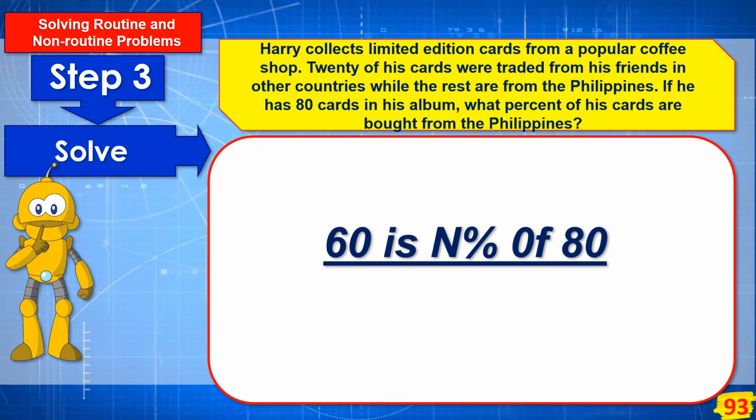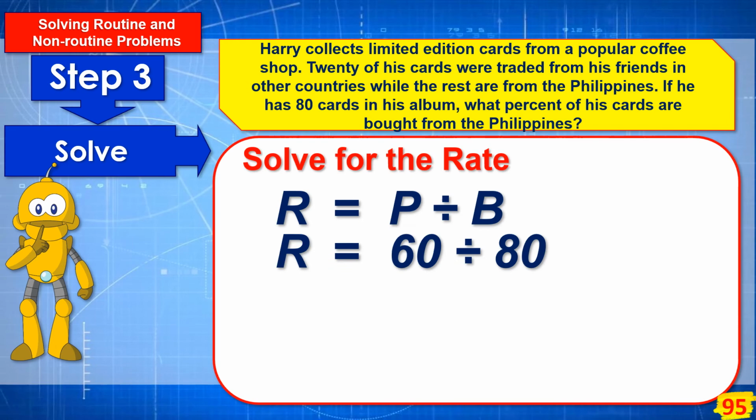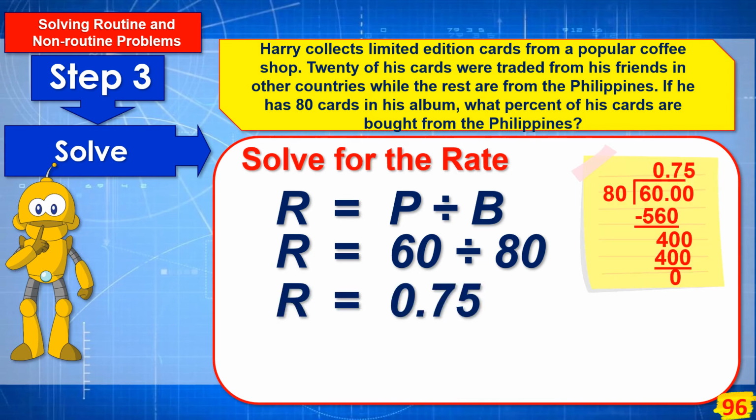Step number 3, solve. To find the answer, 60 is n% of 80. We will use the formula R is equal to P divided by B. Substitute P with the given, which is 60, and B with the given, which is 80. R is equal to 60 divided by 80. Divide 60 by 80 is equal to 0.75.